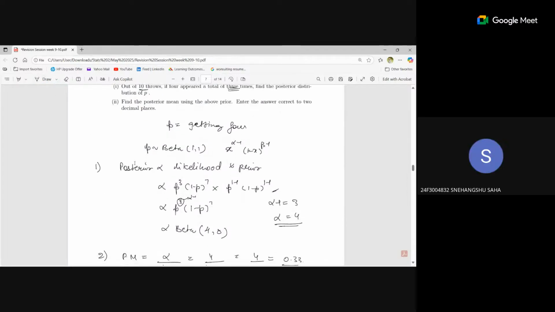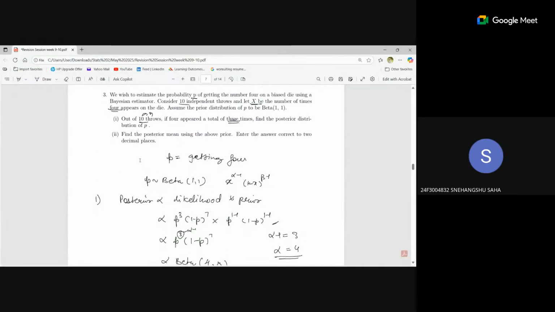Ma'am, please show the question once, just once. Can I say something? Like people who don't understand, if you give another prior, not 1, because if it is 1 it will be easy, since the prior will be p to the power 0, 1 minus p to the power 0. If the prior is 2, 1 or 2, 3, it will be easier to understand for someone who doesn't understand how to get the posterior.